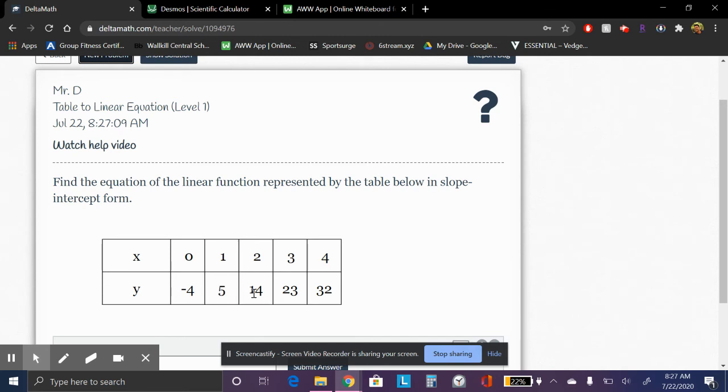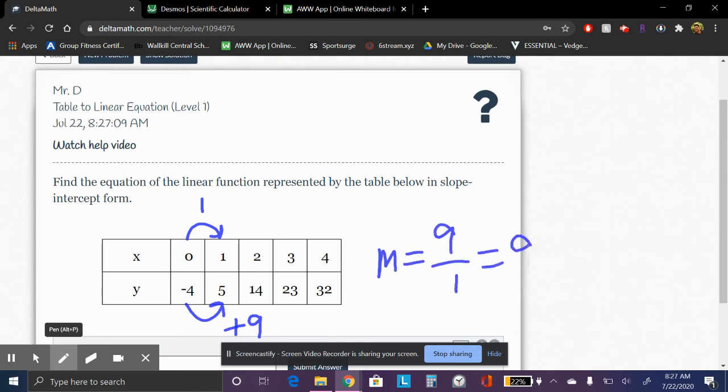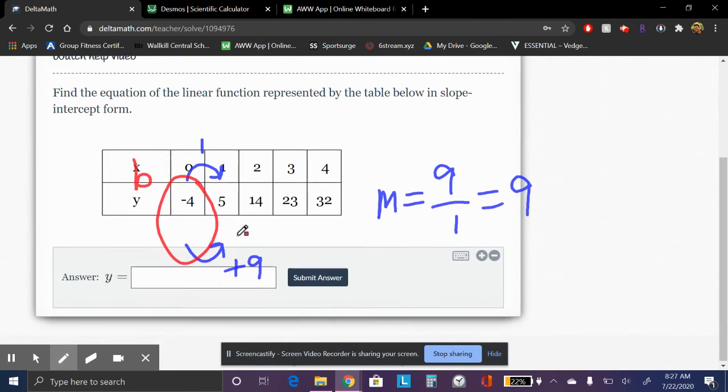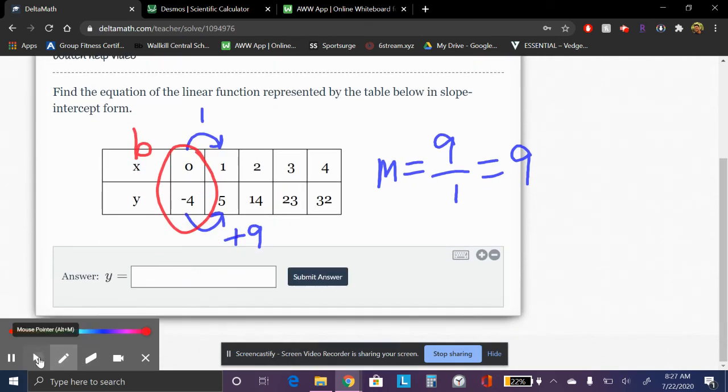5 to 14 goes up 9. 14 to 23 goes up 9. Goes up 9. 9 over 1. So this goes up 9 over 1. So your slope is 9 over 1, which is just 9. And your b is right here, -4. And so my equation then is going to be y equals 9x minus 4.